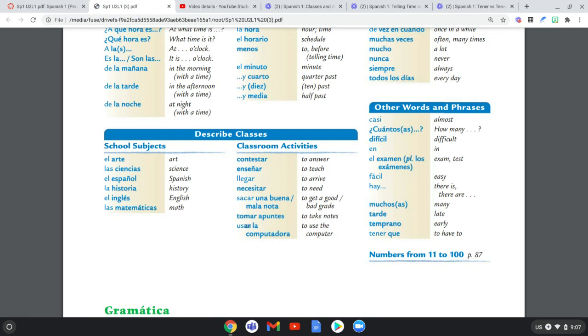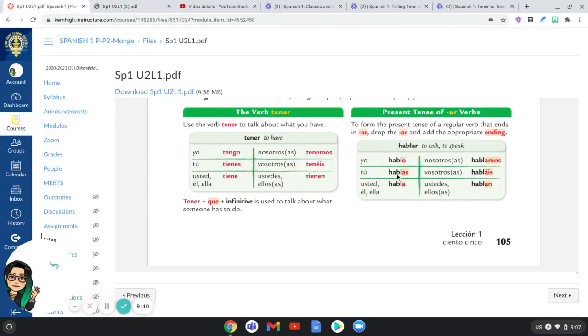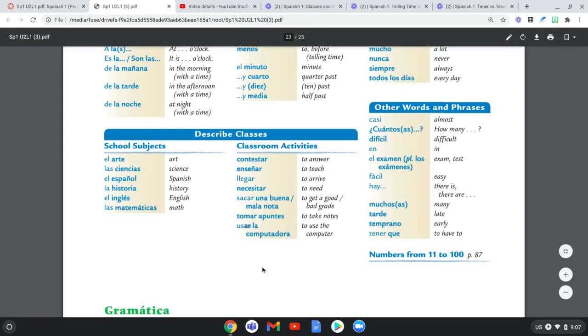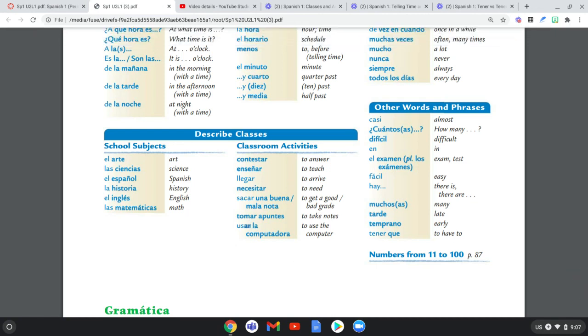If I'm talking to you, or I'm talking to one of my friends, and I'm saying like, hey, you use computers for school now too, right? Because everybody's online. I could say tú, and look at the new ending. We'll go back. A-S this time because I'm talking to my friend. So tú usas la computadora. You use a computer too, right? I'm saying everybody's using computers now.